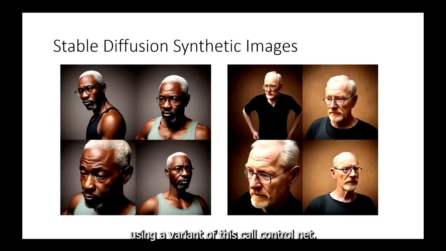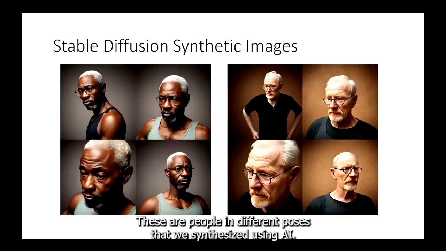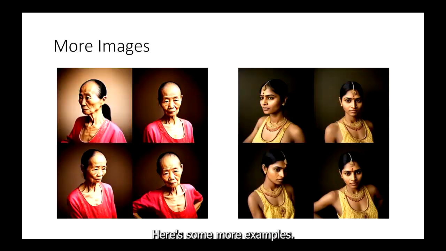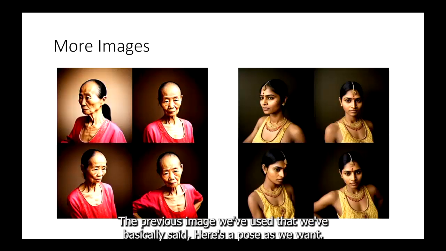Using a variant of this called ControlNet, these are people in different poses that we synthesized using AI. So these faces, we checked this against ArcFace, and it was the same person in every case, and we could get them in all these different poses. So it looks pretty impressive. Here's some more examples. And note they're the same pose as the previous image.